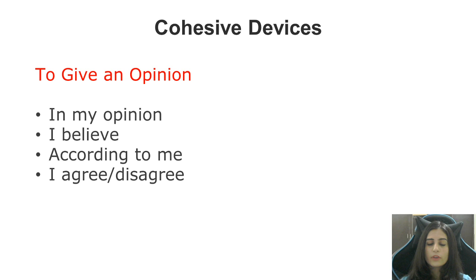Now, in case of giving your opinion, there are 4-5 simple ways of doing so. So these are very simple. Each one of you know about these. In my opinion, I believe, according to me, I agree, or I disagree. So any explanation that you require from my end on this particular slide, just let me know. Otherwise, I personally feel that you guys are well versed with these 4 ways of giving an opinion. Okay, so done and dusted. Let's move on to the next slide.